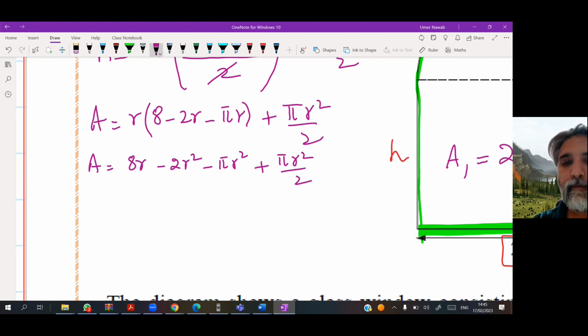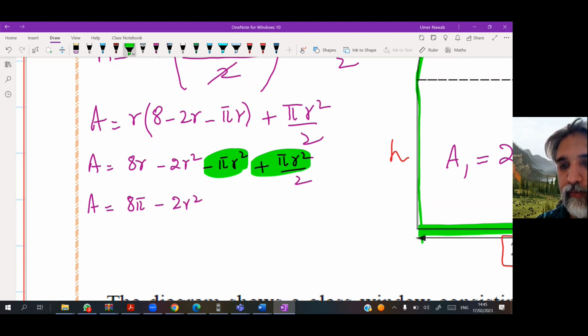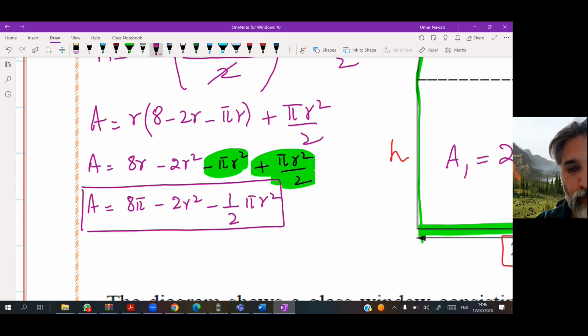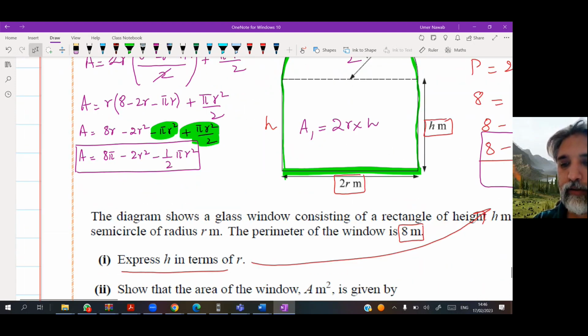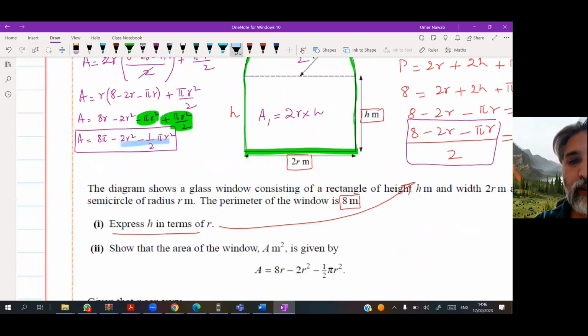I think after finding this, we can further simplify it. As you know, this is minus pi r squared and this is half pi r squared. It will come to me after simplification as minus half pi r squared. And this is the result which I wanted to prove. Check, guys. This is the same result which the examiner was demanding, and we got it.